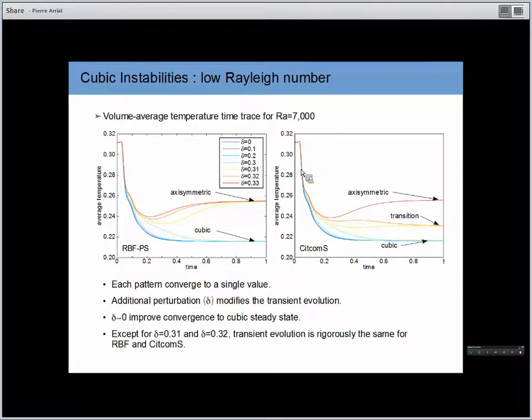We can also see the influence of this additional perturbation on the transient evolution of some parameters. Here you have the evolution of average temperature as a function of time for RBF and ASPECT. We can observe first that each model is going to converge to its own steady state, and also we can see this as a function of delta when delta is increasing.